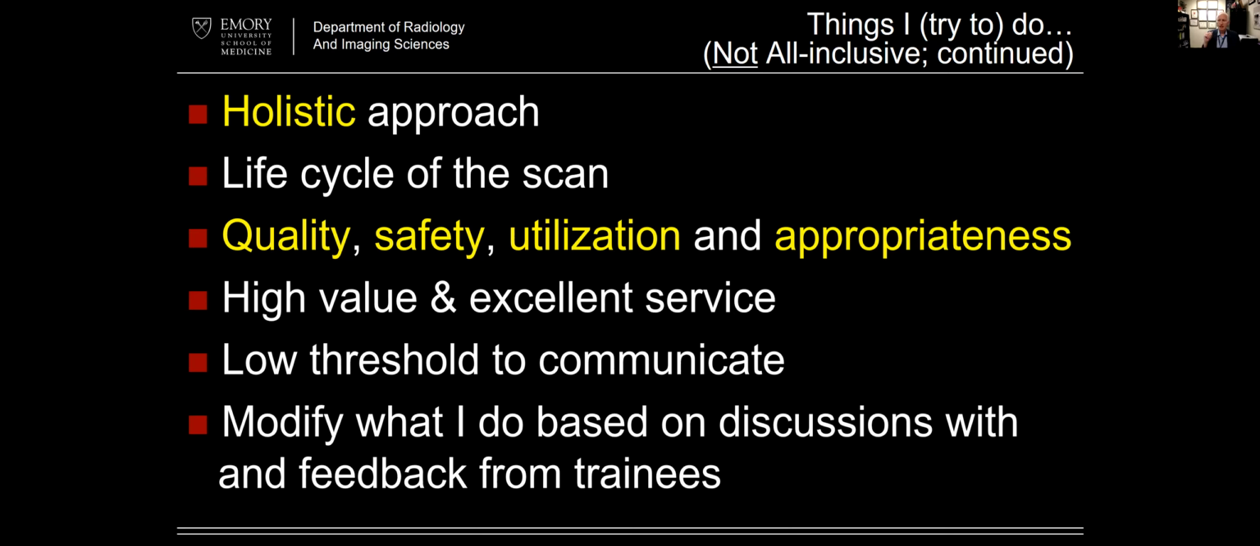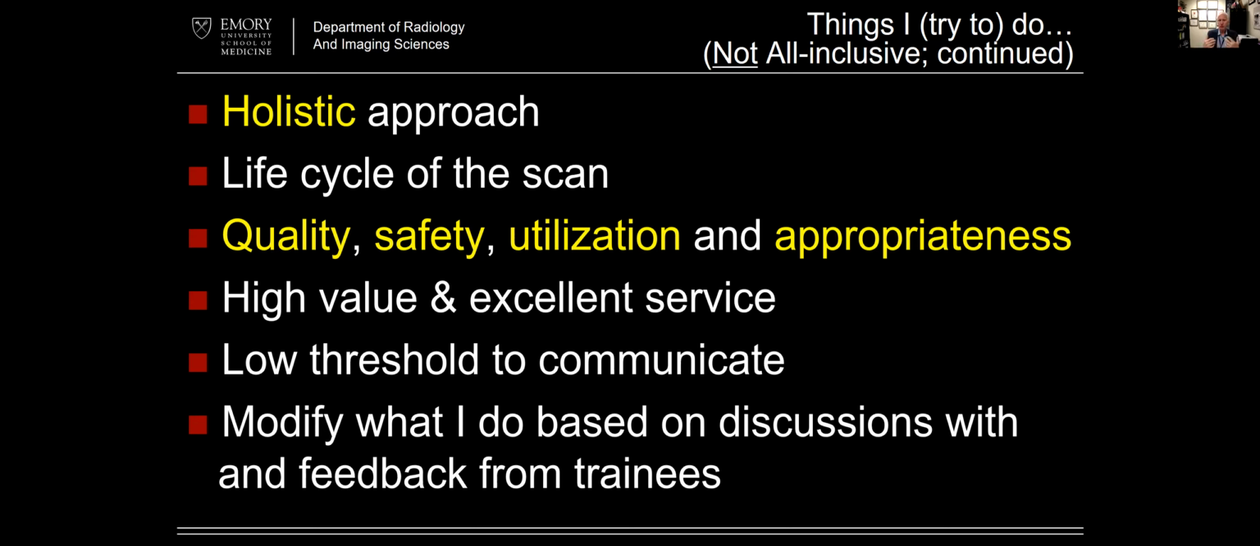Along the way, I like to focus on these four topics that I think everybody needs as a physician: quality, safety, utilization, and appropriateness. I think everybody needs that. And so I don't want to skip over that in terms of us as radiologists. I think that's super important, what we do. And so I kind of focus on that, and I try to ground it with the particular cases that we're looking at.